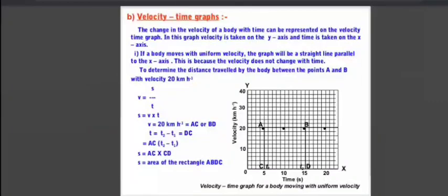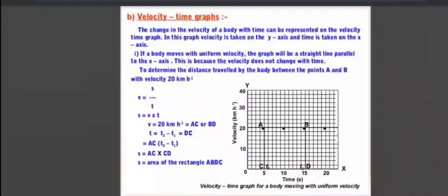How will you find distance from the velocity time graph? Now the velocity formula is displacement upon time, so displacement will be velocity into time. For such a graph, what you have to do is find the area under the points. They will give you particular points, you need to find the area. Here they have asked you for the area between A and B.